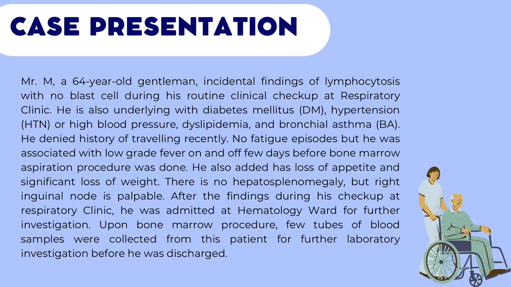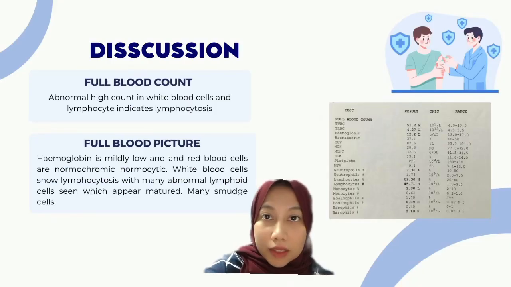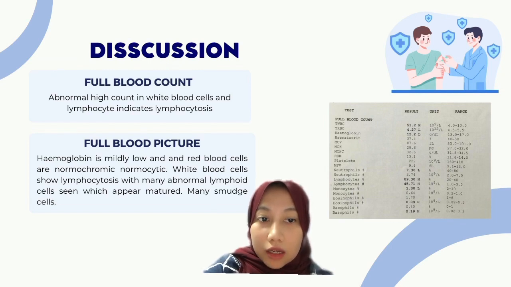There is no hepatosplenomegaly, but the right inguinal node is palpable. After the findings during his checkup at the respiratory clinic, he was admitted to the hematology ward for further investigation. Upon the bone marrow procedure, a few tubes of blood samples were collected from this patient for further laboratory investigation before he was discharged. Based on the case presentation, there were information and clues that can help the diagnosis for decision making.